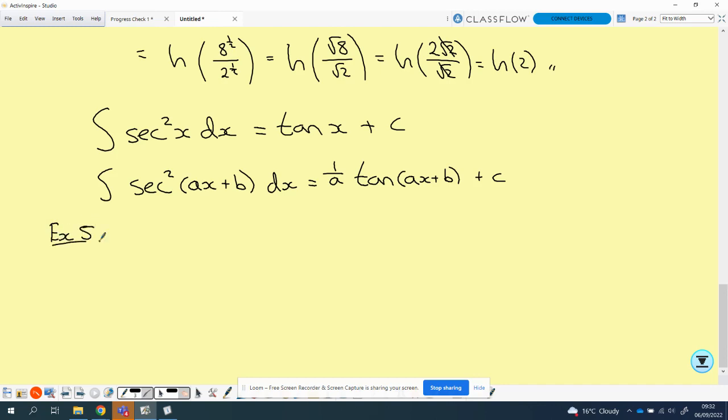Quick example, if I want to integrate sec squared 2x, then I get, well, differentiate the bracket 2, so I get a half tan 2x plus c. So you can see it's very similar to the rules that you've done for sin and cos at higher that you need to remember this year.